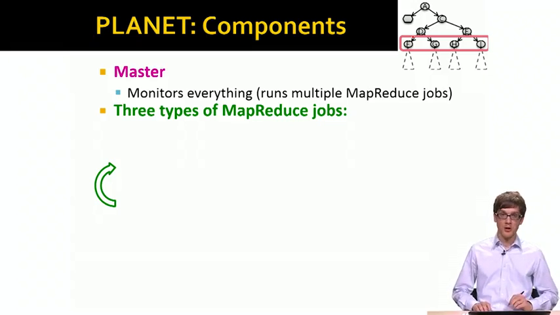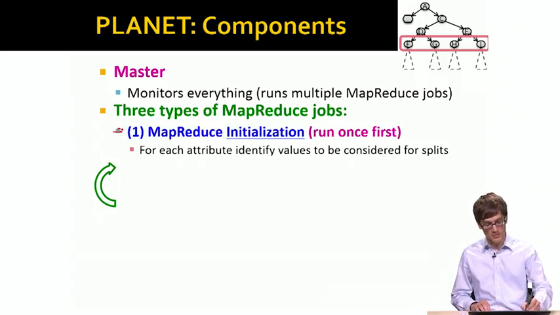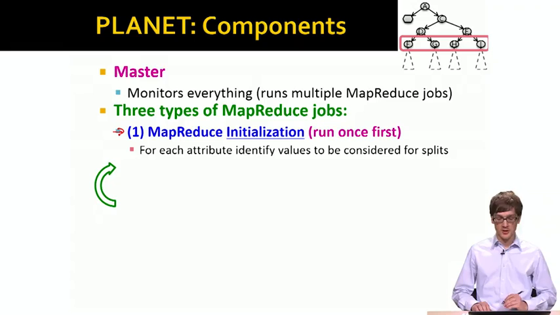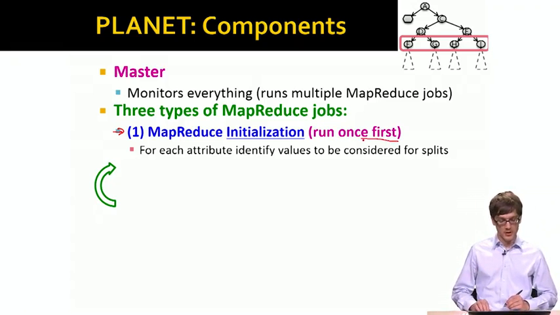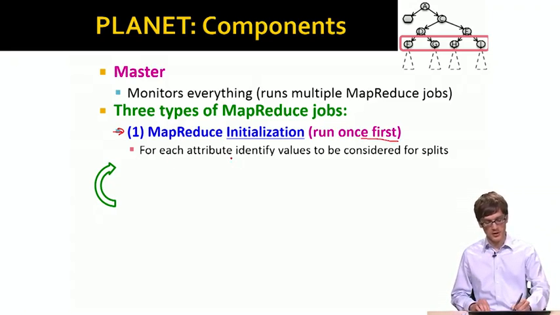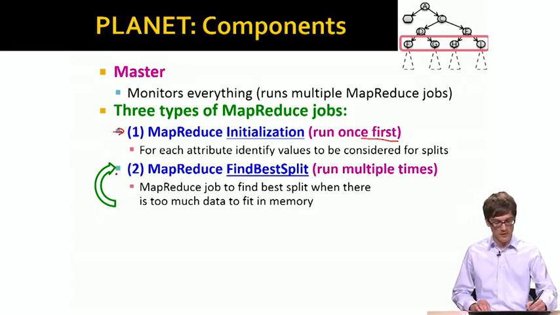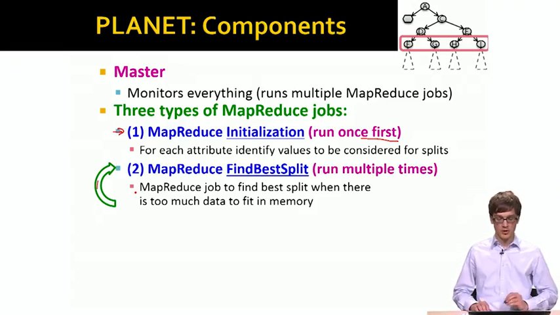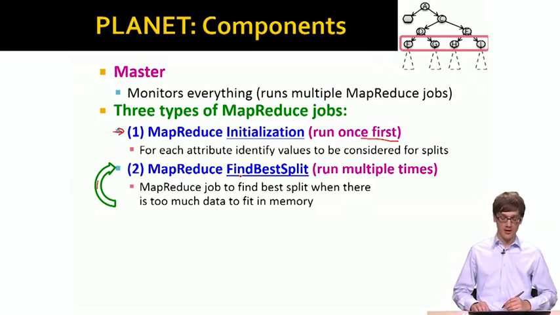The whole procedure breaks down into three types of MapReduce jobs. First is the MapReduce job that we call initialization. We call this once at the beginning of the building procedure. And basically the idea here is for each attribute to identify values to be considered for splits. Then we will have a sequence of MapReduce jobs that are basically finding the best splits. So we have one MapReduce job for every level of the tree.